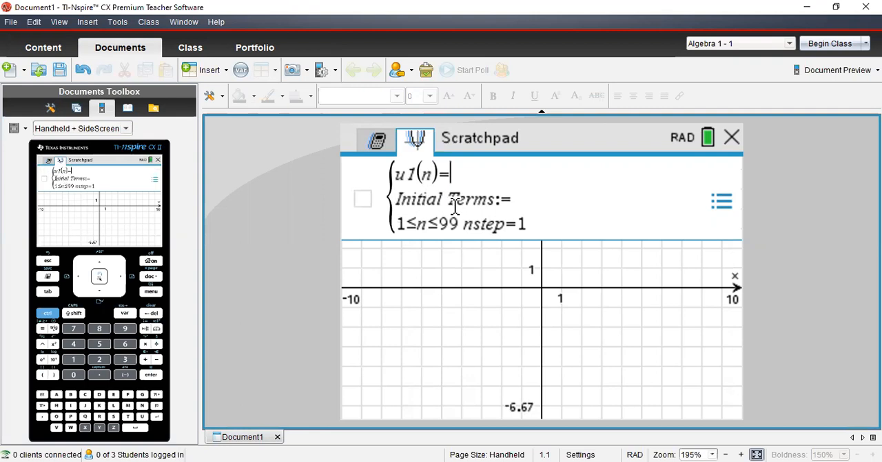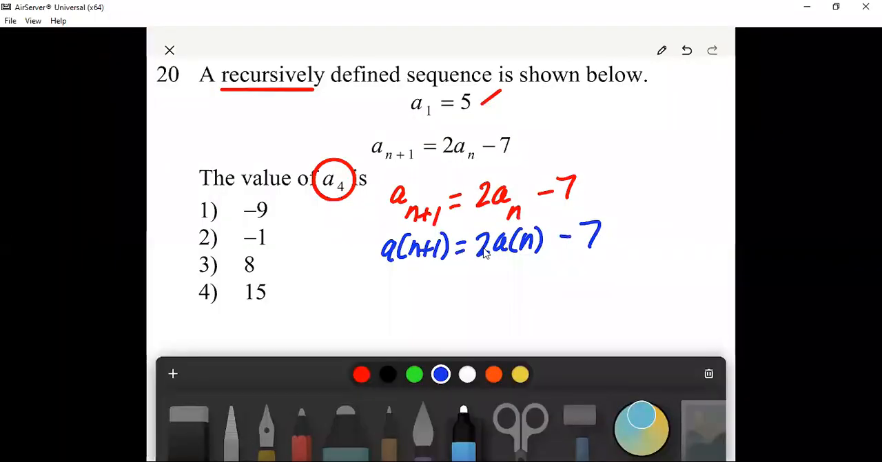What we're going to do, it has this second thing, initial term. We're going to put the initial term in there. So the initial term is 5. Now what we're going to do is, just like we wrote it, we're just going to enter this: a(n+1) equals 2a(n) minus 7. That's it. So let's go back and do that.